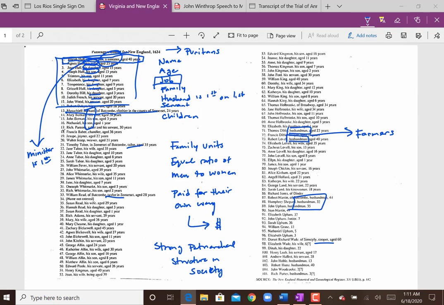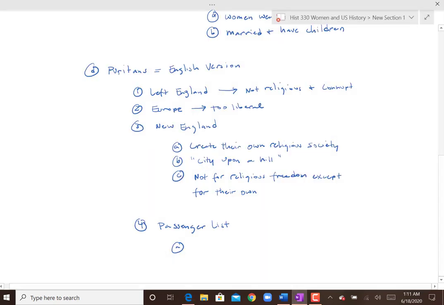So the passenger list, like I said, tells you a lot. Just looking at a list of names tells you how the structure of society went. So if we go back to here, we can say that what we know from the passenger list has to do with family units, with a ready-made society, and women of equal numbers, not equal social standing, but equal numbers.